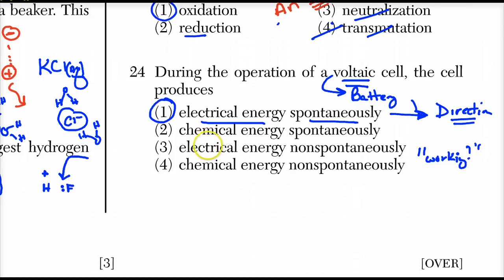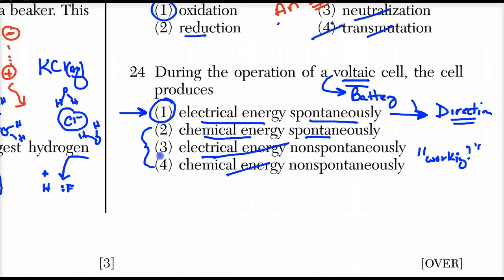If it produced chemical energy spontaneously, you'd be making some kind of chemical reaction by itself. Now, it's producing electrical energy. It's creating a potential difference called a voltage, sometimes called an electromotive force. Electrical energy non-spontaneously would not make any sense. Batteries are working. Chemical energy, no. The best answer here, and some of these are kind of gibberish, 2, 3, and 4, is you're creating electricity. Now, if they said electrolytic cell, you would say that chemical energy was made non-spontaneously, because an electrolytic cell requires energy. So 24 is 1.